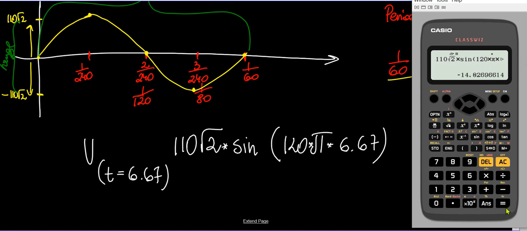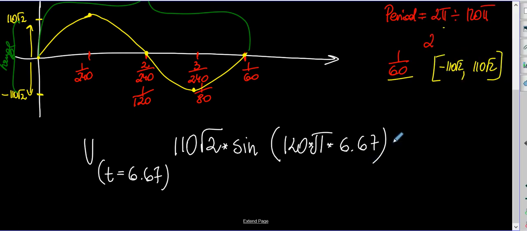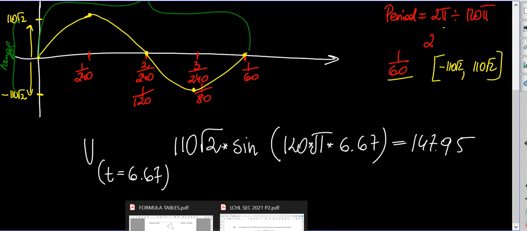So minus 14. Actually, it's not minus 14. That's why the answer surprised me, but I know where the problem is. Do you see that D? It should be R. Why? Because the angle is not in degrees, it's in radians. How do I know? Because it's expressed with pi. So let's change our angle unit. And there it is, the correct answer: 147.95 to 2 decimal places.